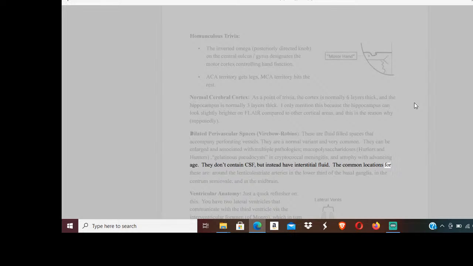The common locations for these are around the lenticulostriate arteries in the lower third of the basal ganglia, in the centrum semiovale, and in the midbrain.